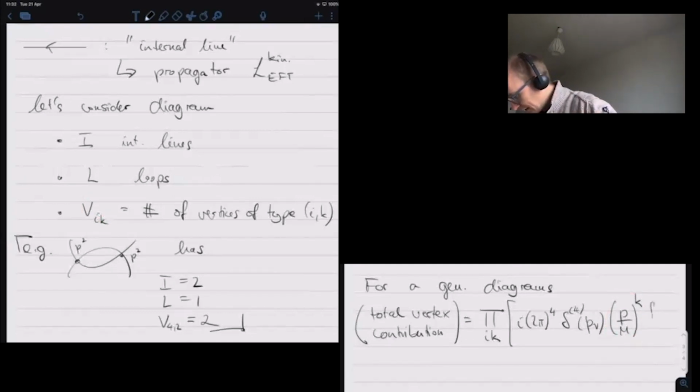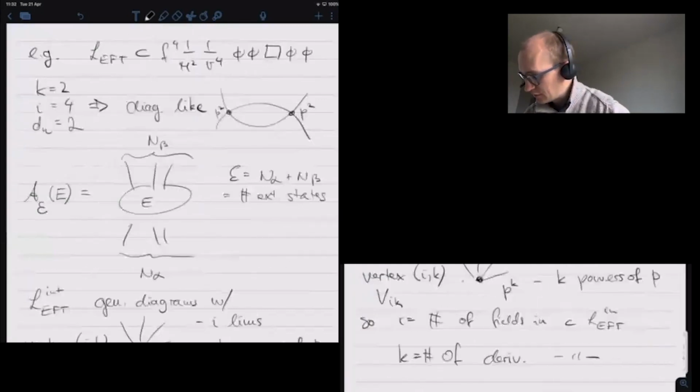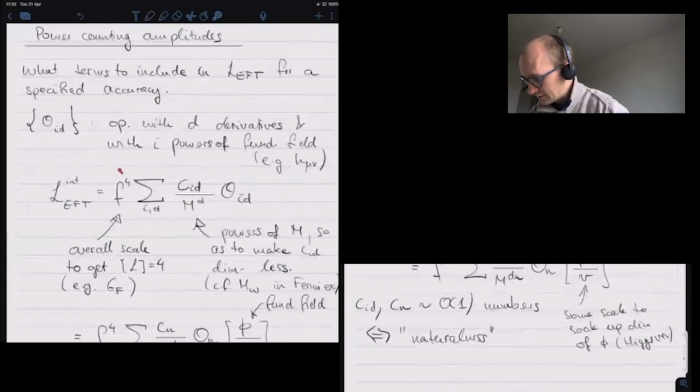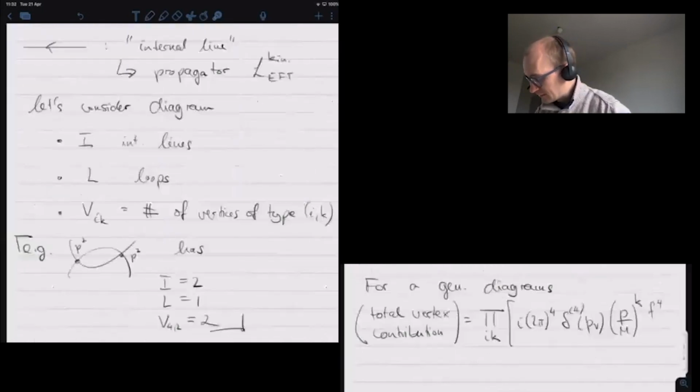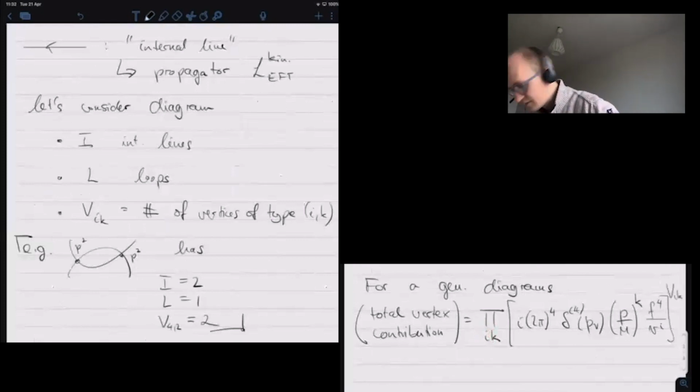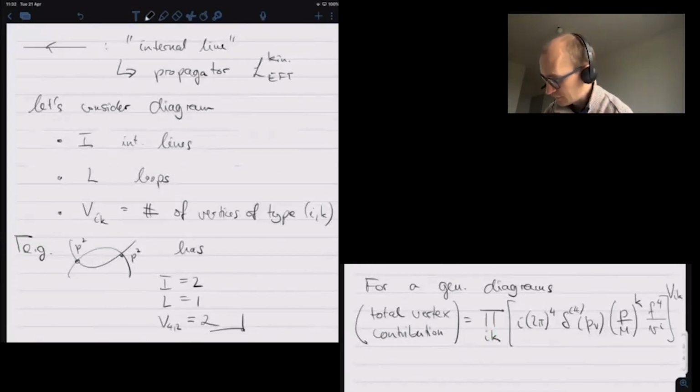And I'm going to get f to the 4, because remember that each of the vertices has an f to the 4 here. So for each vertex, I get one power of f to the 4. And I'm going to get v to the power I, because v is a way of counting the number of fundamental fields that are in there. So there's I of them in each. And all of that goes to the power of V_{IK}. So if I have two vertices of type 4,2, then this diagram will have the product of V_{4,2} from this and V_{4,2} from this. Each of them has momentum conservation at the vertex, and it has these factors explicitly.